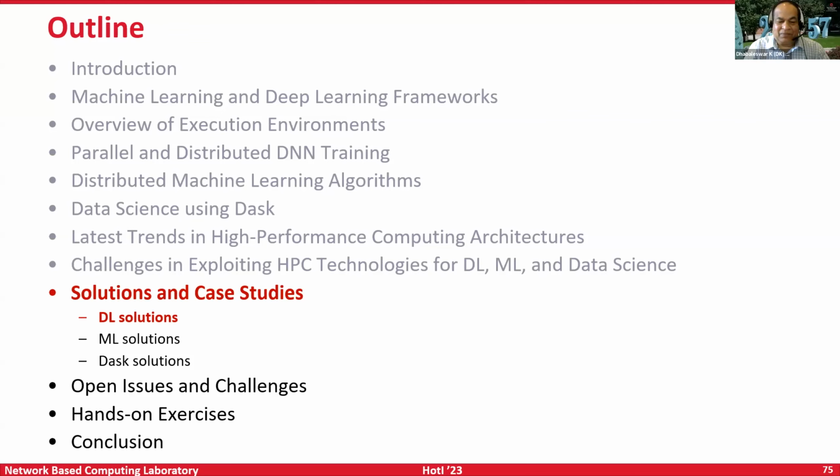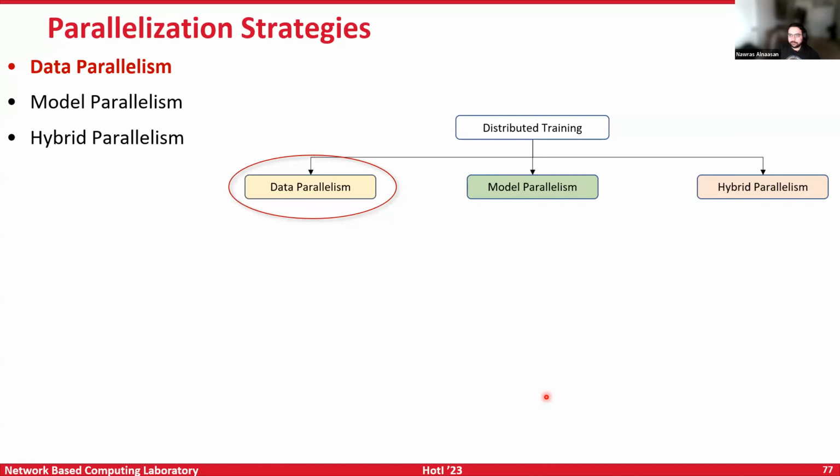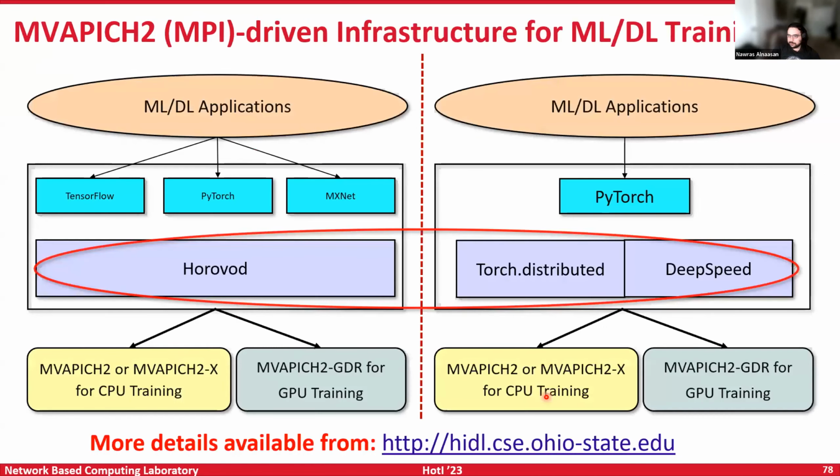Okay, so we talked about distributed machine learning and deep learning on a high level. Now let's take a closer look at actual solutions and case studies. A quick refresher of this slide: we have these different parallelization strategies. In data parallelism, we replicate the same model on different machines. In model parallelism, we split the model across different machines, and hybrid is the combination of these two methods. We'll look at some solutions for data parallelism first.